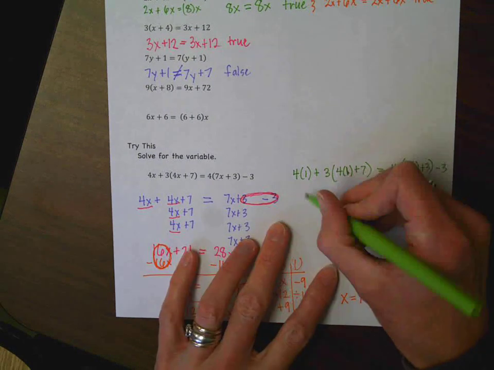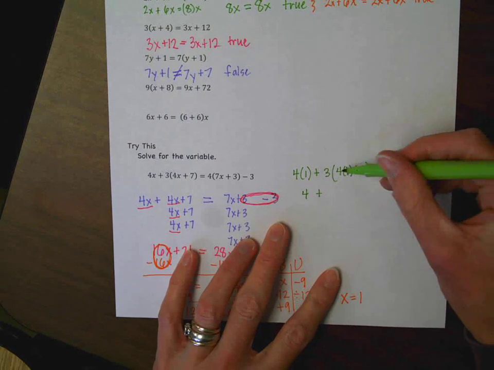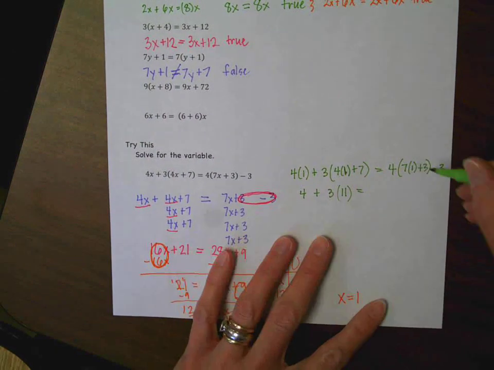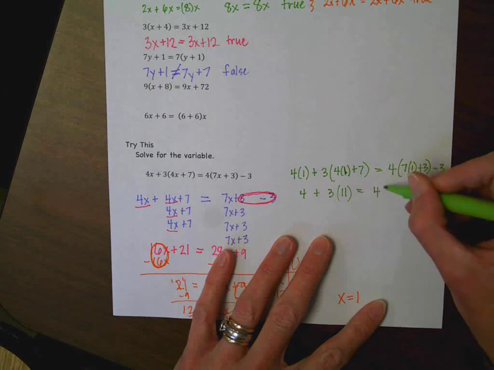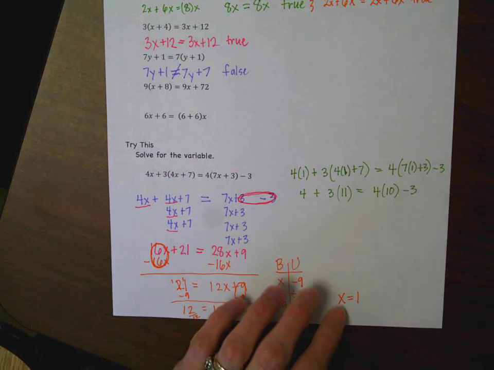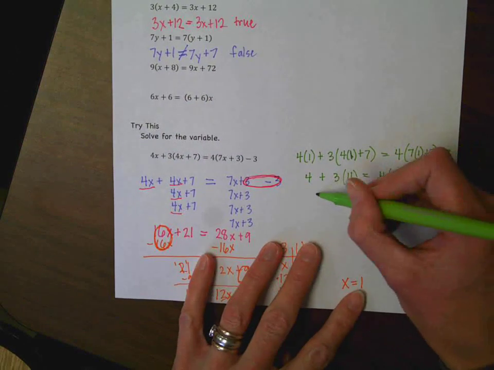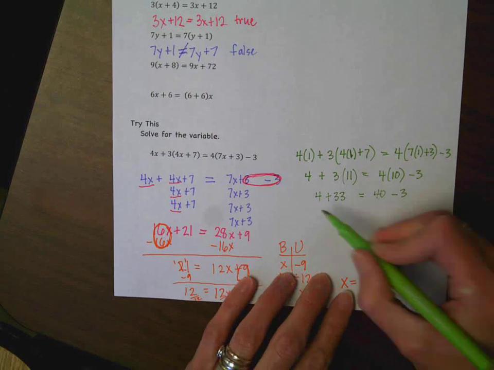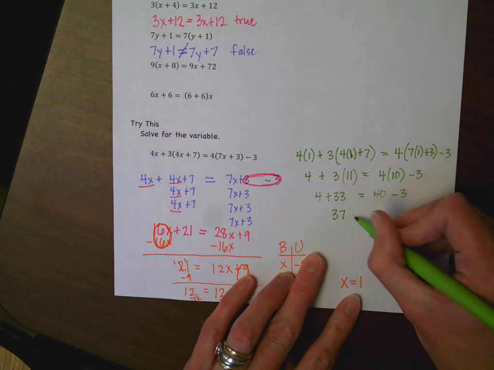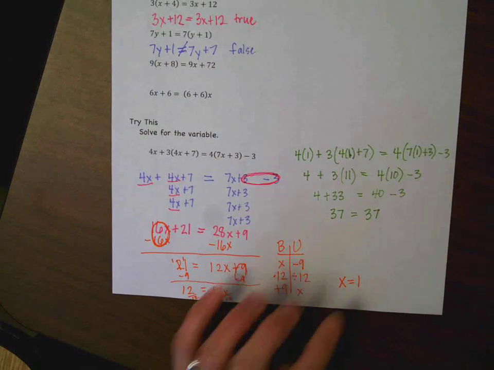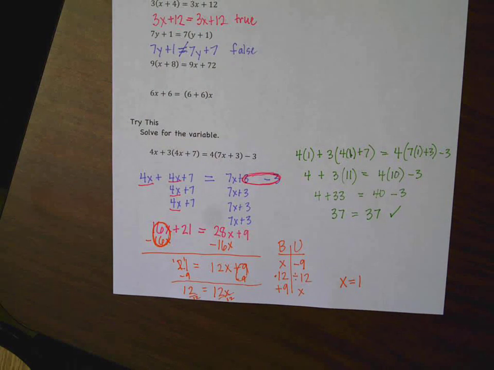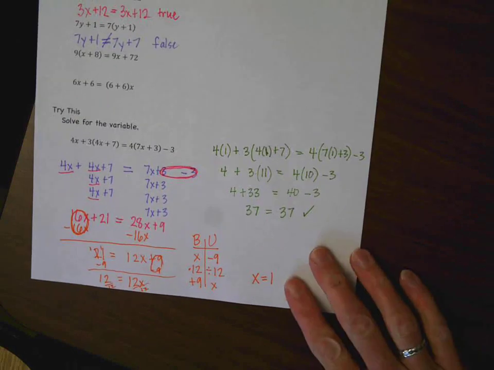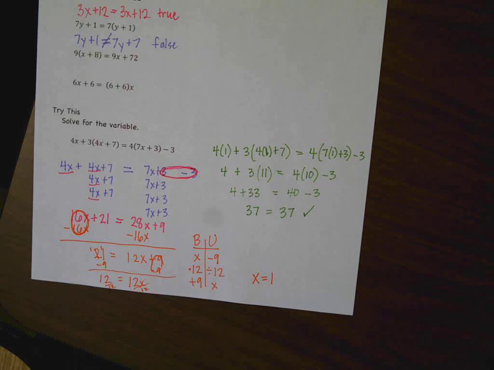Okay, well, that's not too hard because now we're going to do order of operations. So 4 plus, inside the parentheses first, 4 times 1 is 4, plus 7 is 11. So now we have 11 times 3 equals 7 times 1 is 7, plus 3 is 10. So we have 4 times 10, and then we're subtracting 3. Okay, so far so good. Parentheses first, so we have 4 plus 33 is supposed to be equal to 40 minus 3. Well, 4 plus 33 is 37, and 40 minus 3 is 37, and ta-da! You found it. They are equal. So the value of x for this problem has to be 1, and it checks out when we plug it in and do all that work.